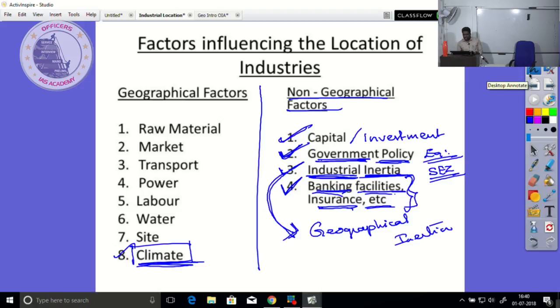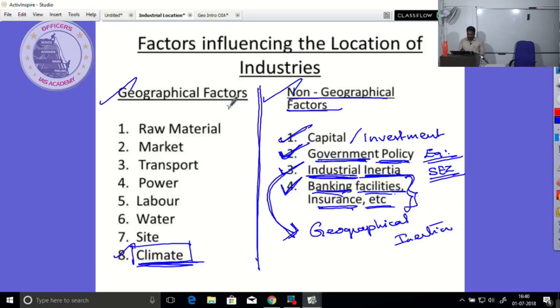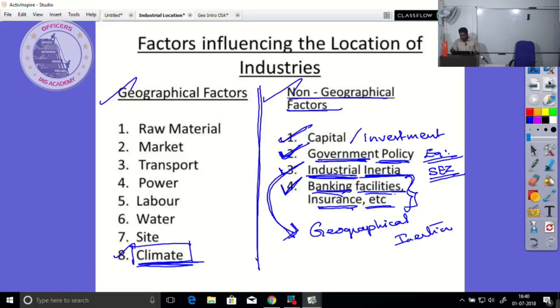These are some of the factors which influence the locational aspect of industries. Let me repeat again. We are just taking two factors: geographical factors and non-geographical factors. Now, the crux is very simple. Any type of industries we are going to see next will be based on these factors. Proceeding further.